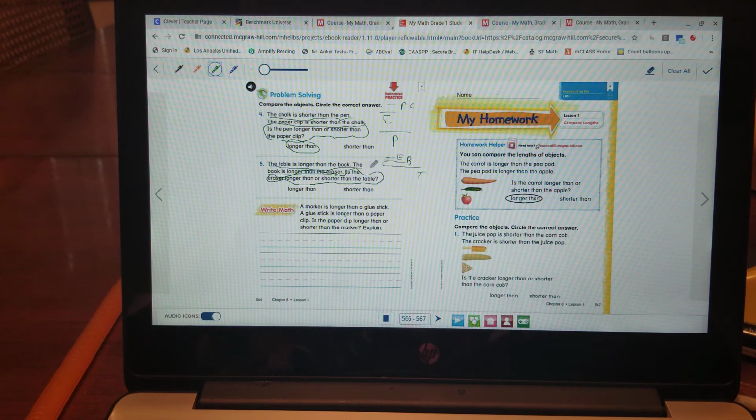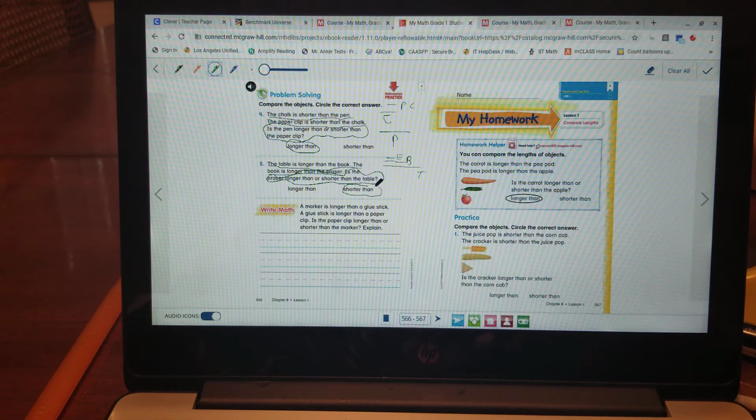Well, I've already done my pictures. Here's my eraser. Here's my book. Here's my table. Is the eraser longer than or shorter than the table? Eraser, table. The eraser is shorter. It's smaller. Okay.